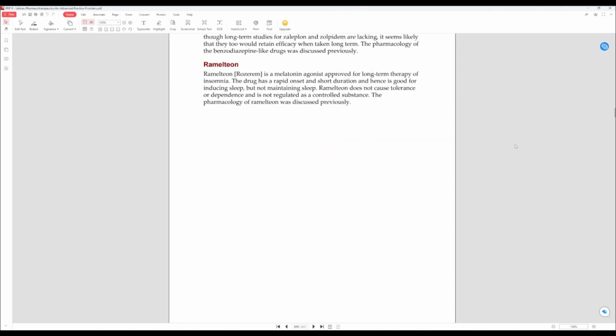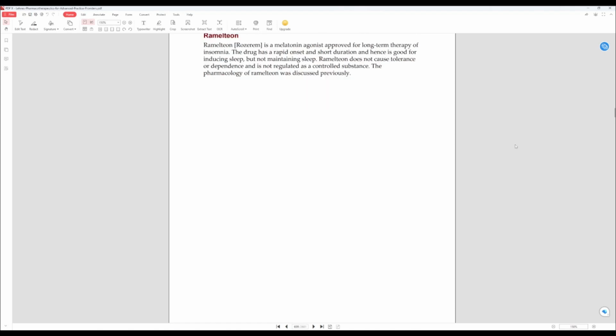Which brings us finally to ramelteon. Ramelteon is a melatonin agonist, approved for long-term therapy of insomnia. The drug has a rapid onset and short duration, and therefore is good for inducing sleep, but not for maintaining it. Ramelteon does not cause tolerance or dependence and is not regulated as a controlled substance.